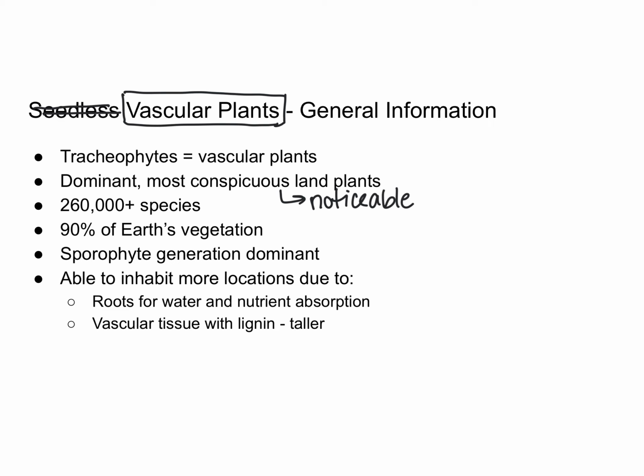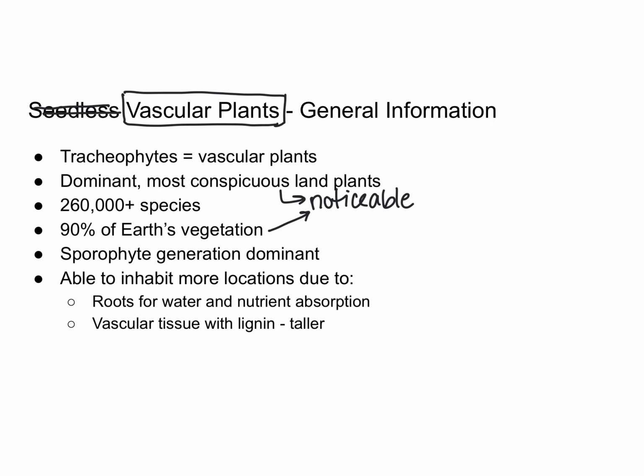So the vascular plants are the dominant, most conspicuous land plants. There are over 260,000 known species, and they make up 90% of Earth's vegetation. So that's why they are the ones that you're probably more familiar with, because you can look outside and easily see a vascular plant.